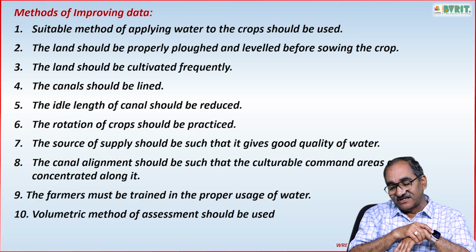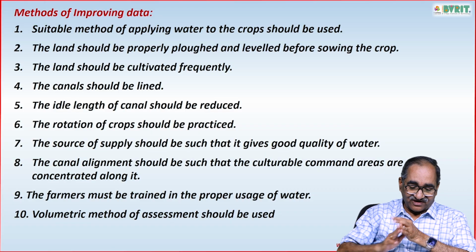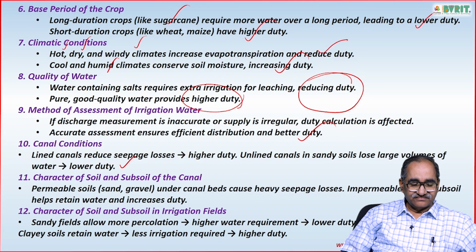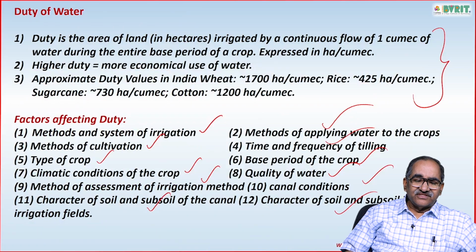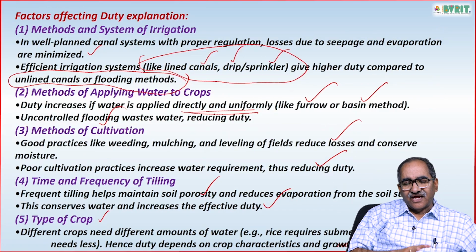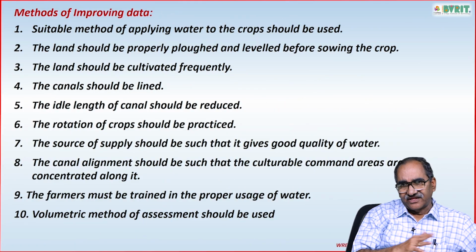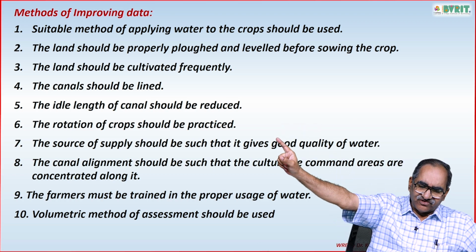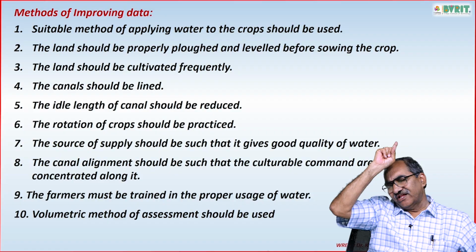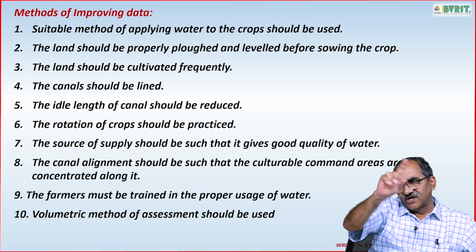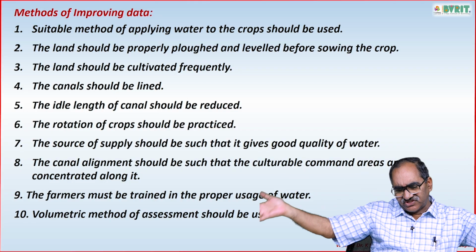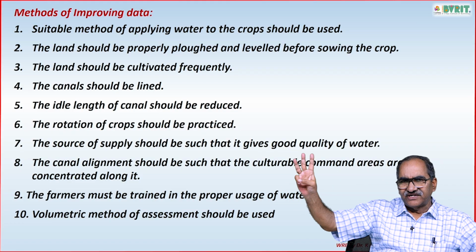Then farmers must be trained on the proper usage of water. Then the volumetric method of assessment is the best method as far as duty is concerned. So these are the same 12 points which you have learnt, put in another order, with only extra things which I mentioned: one, idle length of the canal should be reduced. Two, the canal alignment should be such that the irrigation fields are located on both sides of the canal. And third point is crop rotation.